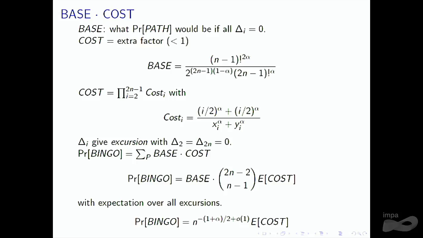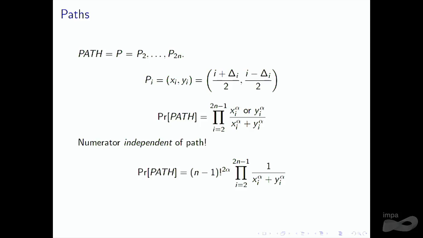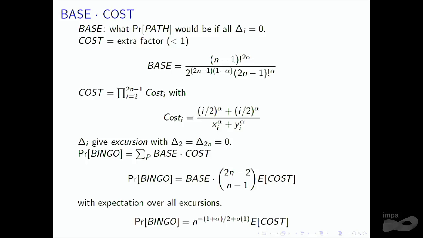Of course, that can't be if i is odd, but if it were, then in that case, what would happen is the denominator here would always be twice i over 2 to the alpha, and then you'd be multiplying from i equals 2 to 2n minus 1. So the base would be 2n minus 1 factorial to the alpha, all in the denominator, and then you'd get this power of 2 that you'd get.